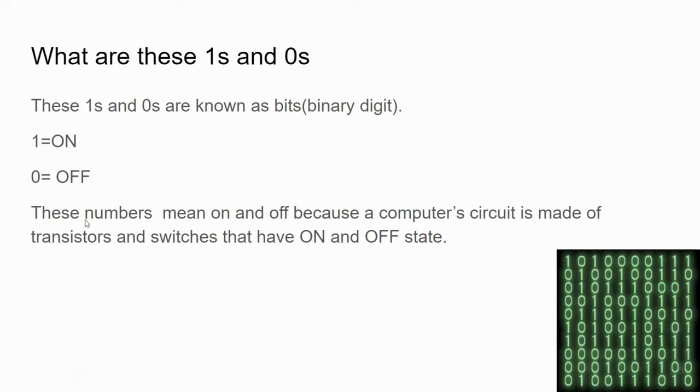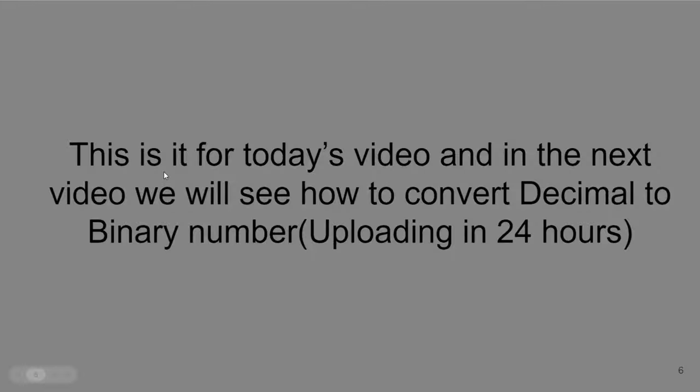on, off, on. These numbers mean on and off because the computer circuit is made up of transistors and switches. Yes, it is made of parts that have on and off states. So it's like on, okay, currently the transistor is on, then on, then off for some digits, then again on, I mean bits, not digits.